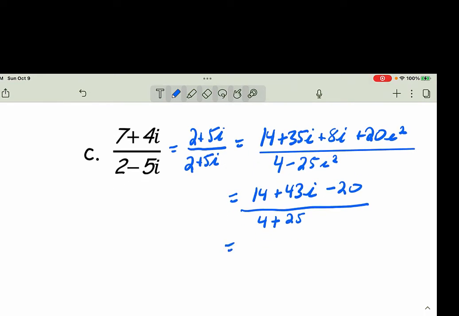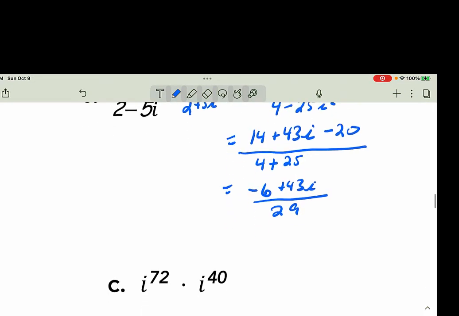And now we just simplify it. So this is going to be negative 6 plus 43i over 29. And to put it into standard form, we would do negative 6 over 29 plus 43 over 29i.